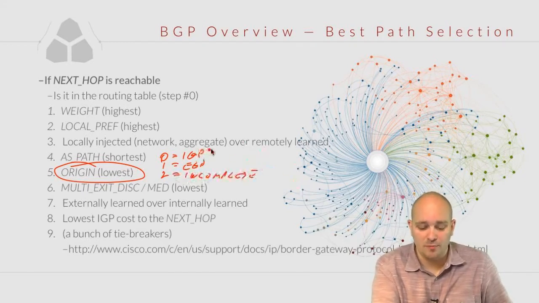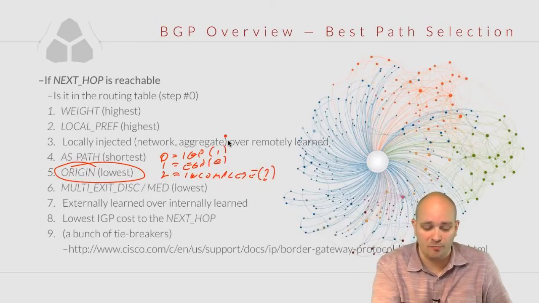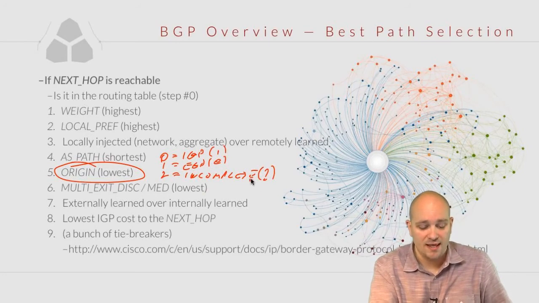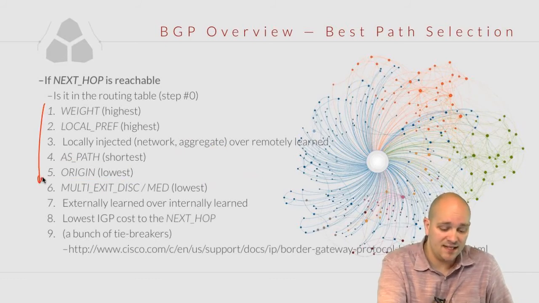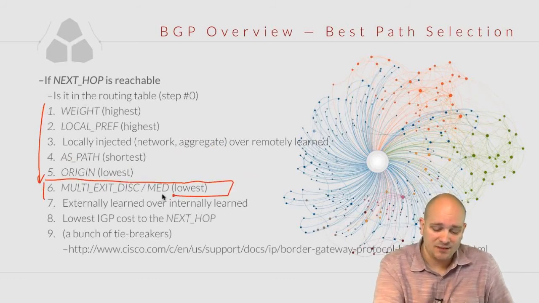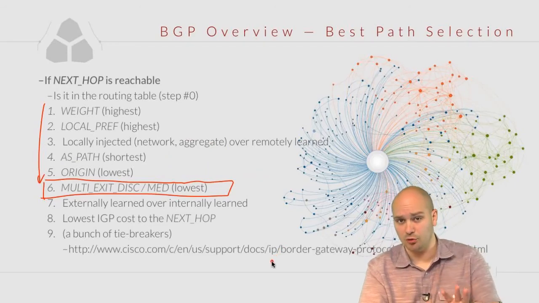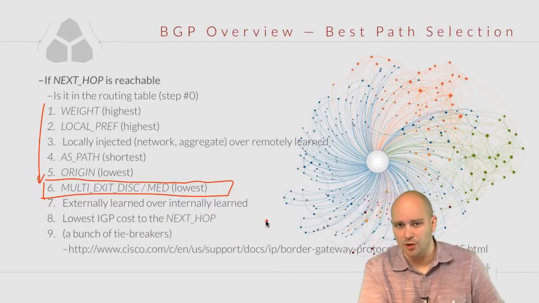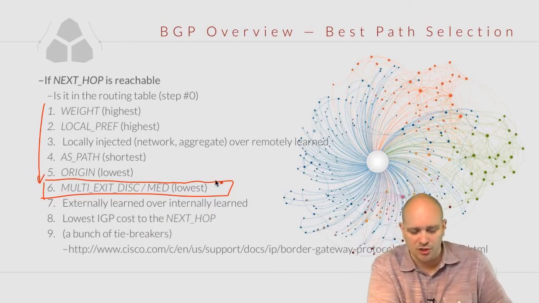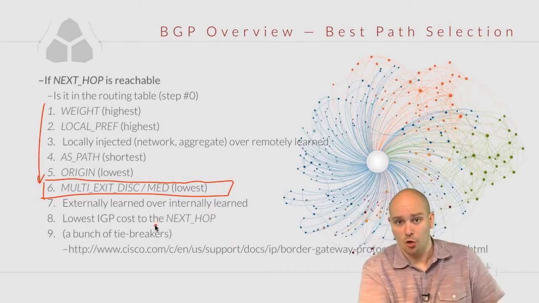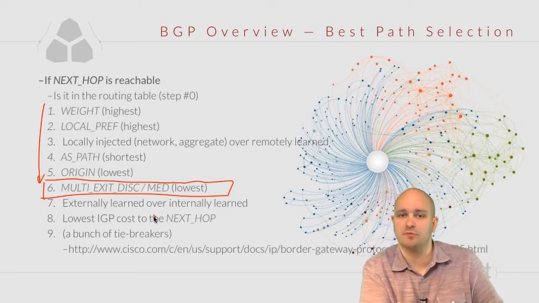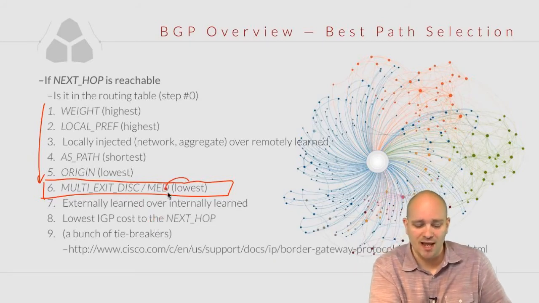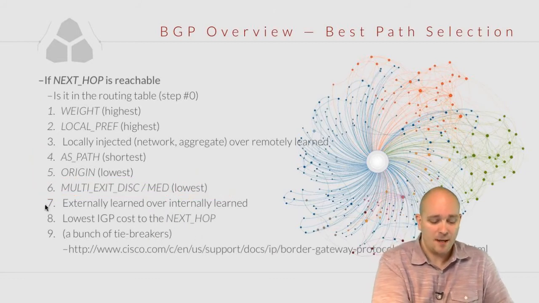Now, these are going to be represented in iOS as lowercase i, lowercase e, or the question mark. And this is the order of precedence: IGP over EGP over incomplete. Then, given that these are the same and a certain set of conditions that I'm going to talk about in great detail when I examine this in more detail, right now we are just going through the overview. If those conditions are met, the multi-exit discriminator, or the MED, or the metric, multiple names for the same attribute, is going to be considered, and in this case the lowest value wins.